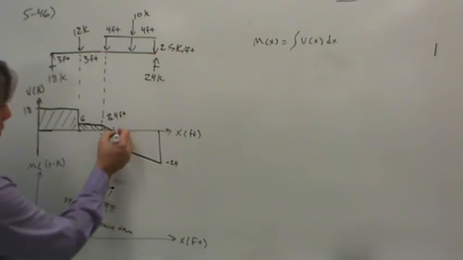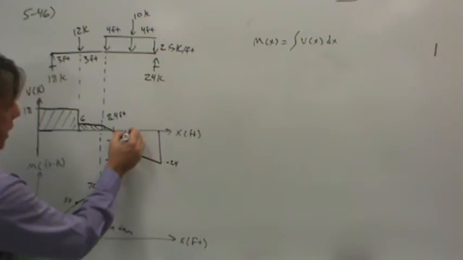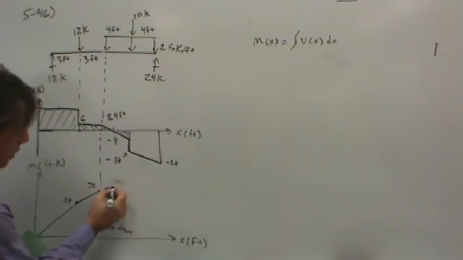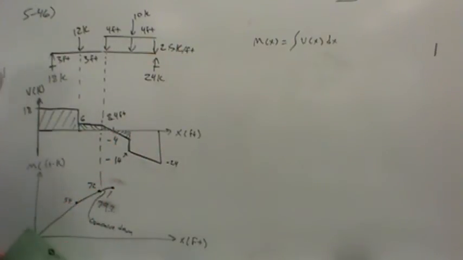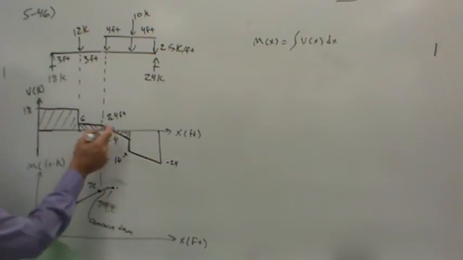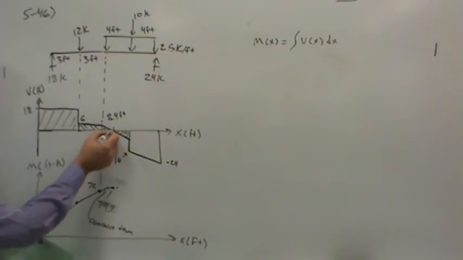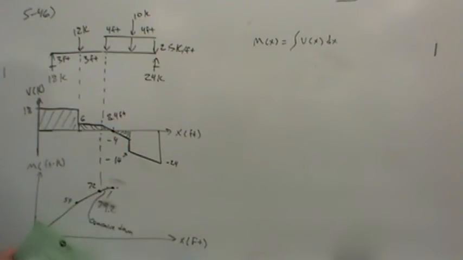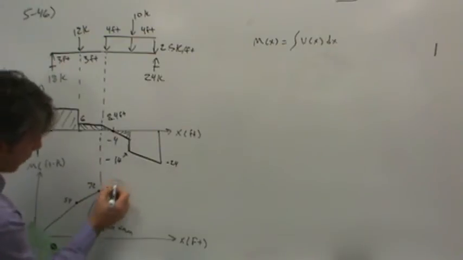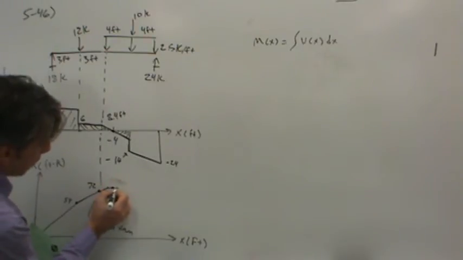Anyway, continuing, notice that basically we're just adding negative area now. So this is a maximum. Okay, so it's a maximum where the slope is 0. That's not a surprise. The slope is represented by the shear. So right here, that slope is 0. Now notice we're adding more and more area as we move along, so we expect this to be concave down.